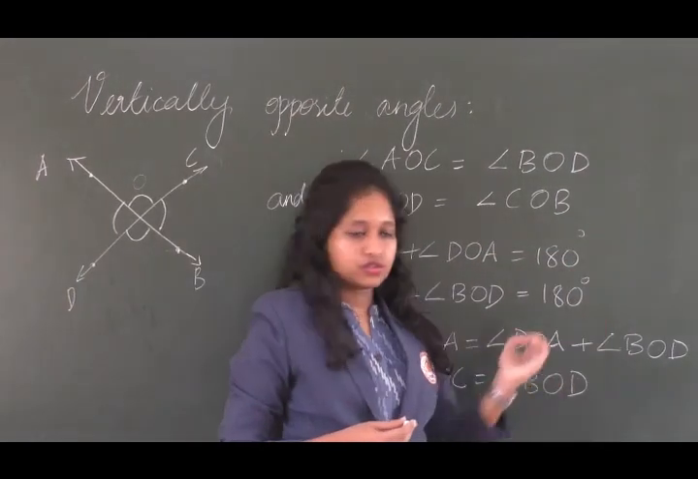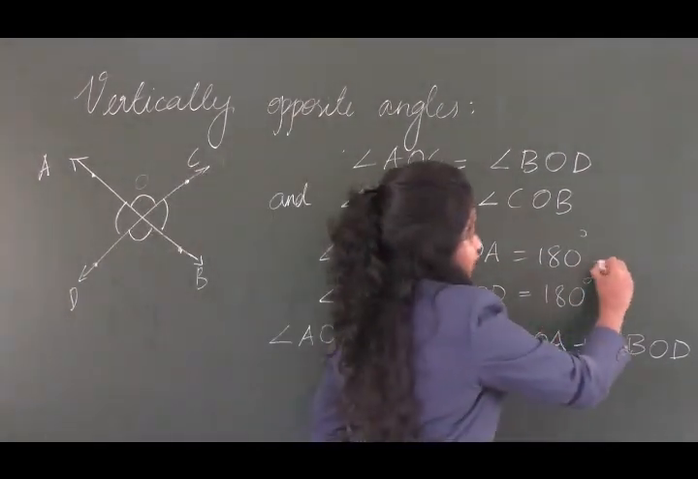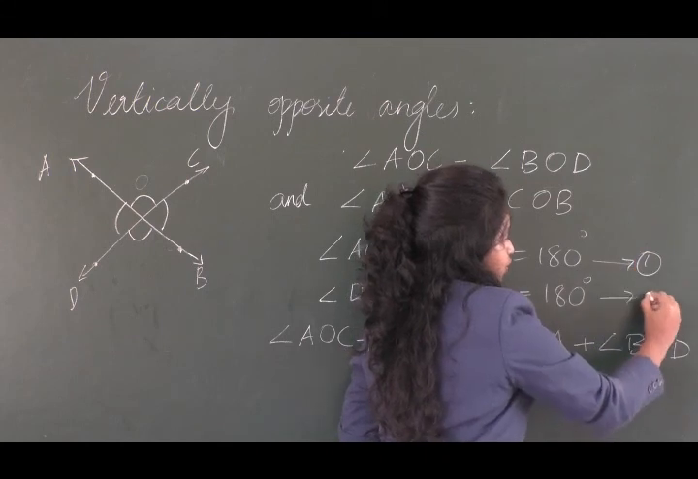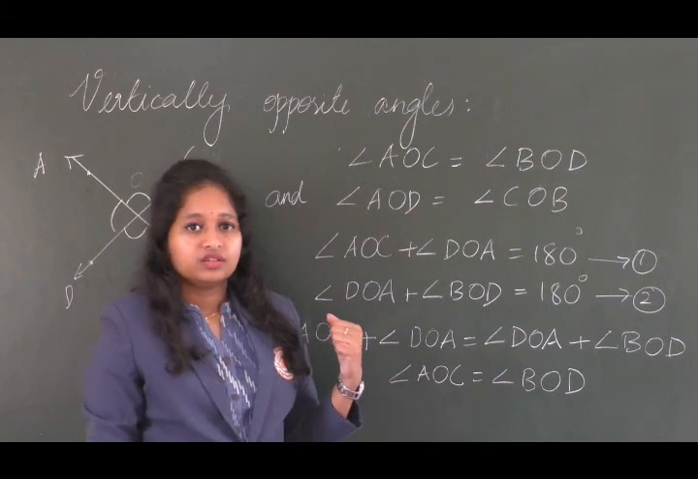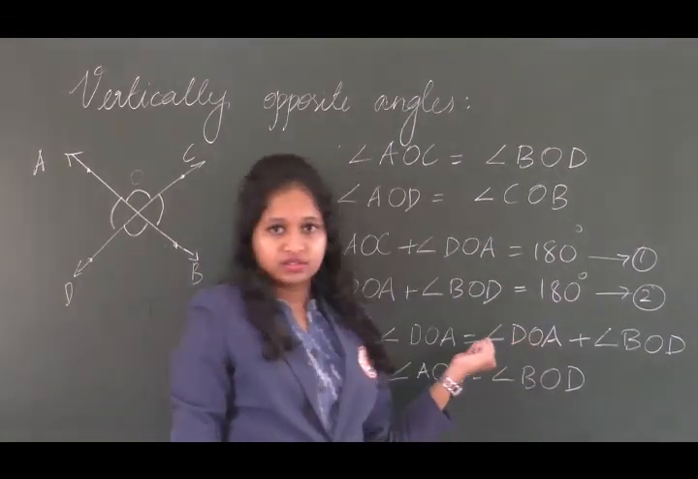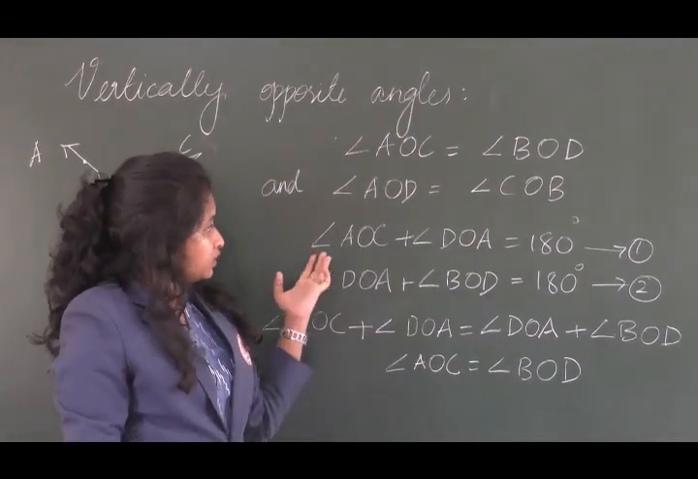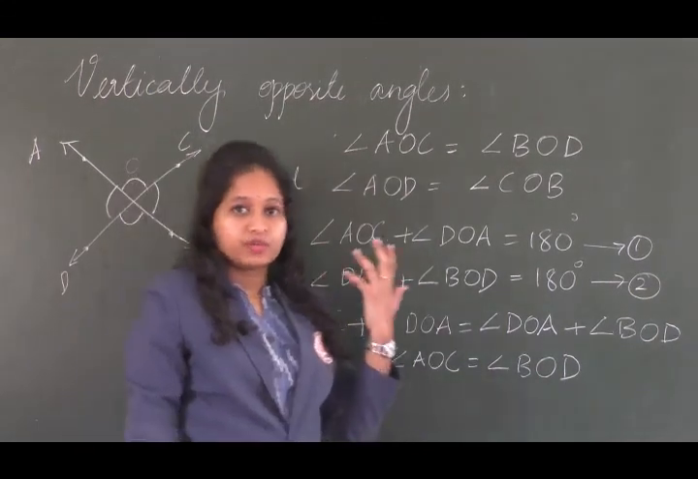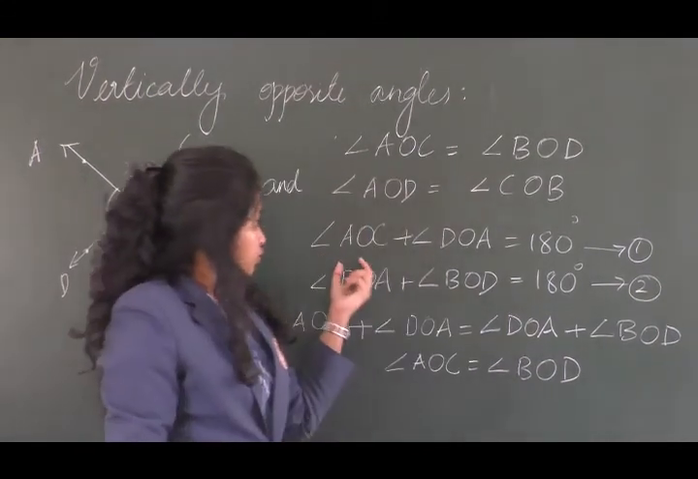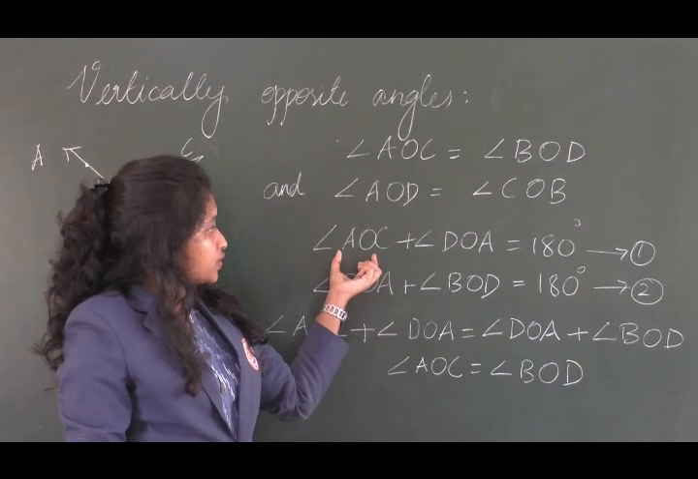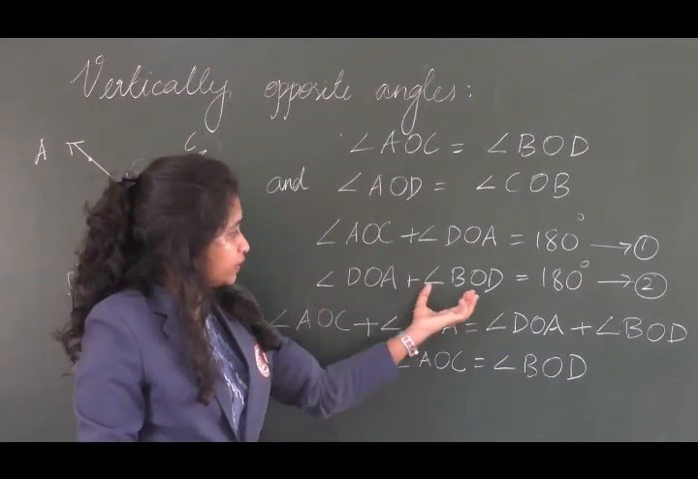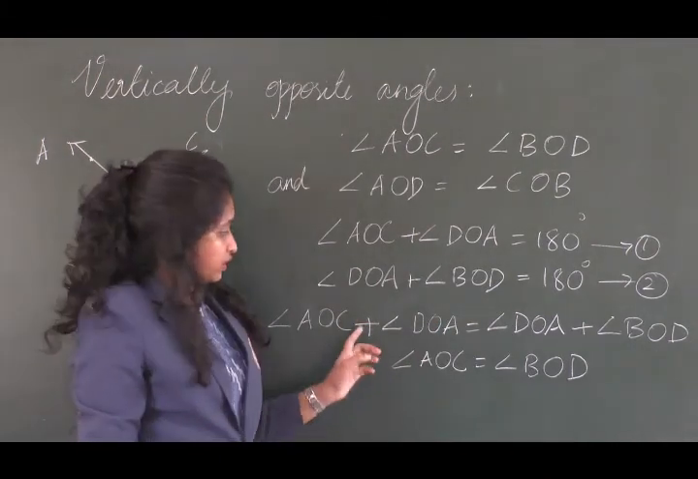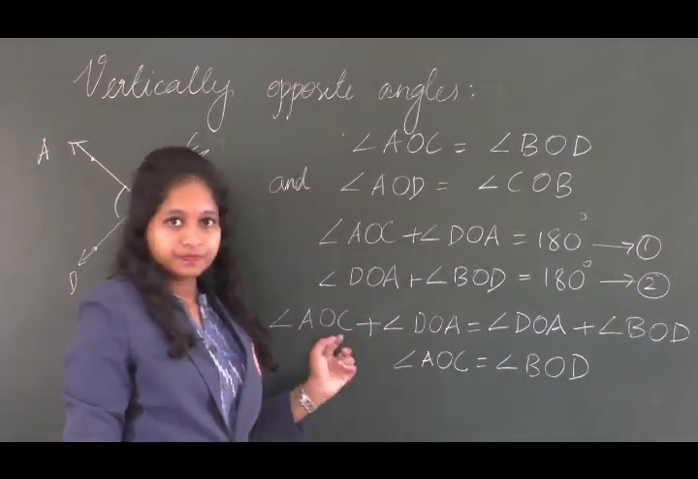Now the RHS of these two, let's name it as equation 1 and equation 2. Now the RHS part are equal, isn't it? 180 degree. So the LHS will automatically be equal. So we can write as angle AOC plus angle DOA is equal to angle DOA plus angle BOD. That is what is written here.